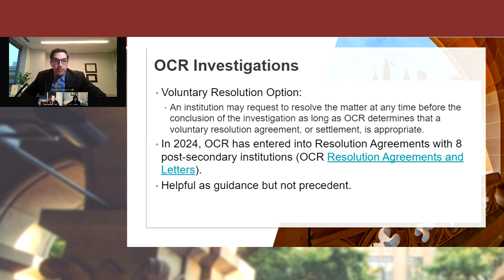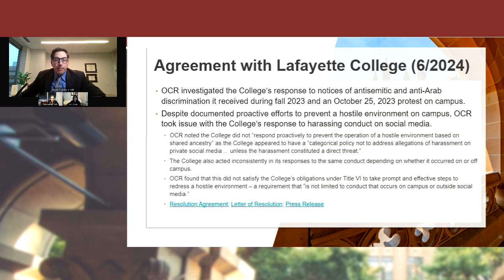Important to note as we go through them, they're helpful as guidance, but they're not precedent, right? Each situation is different. I'm going to go through these. There's going to be a lot of text in the slide there. At a very high level, just based on time, we'll pull out 1 or 2 takeaways from each resolution agreement. We have the links there on each, but we thought it'd be important to see what the government is concerned with by going through some of the different resolution agreements that the government has agreed to in 2024. And these are all within the last 6 months.